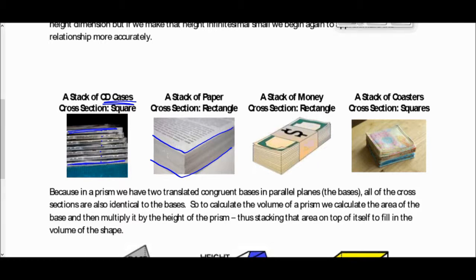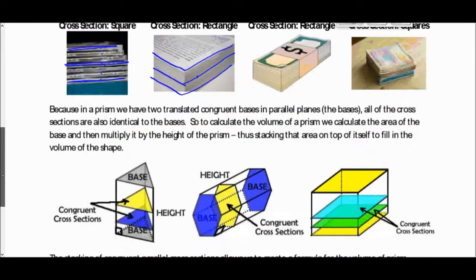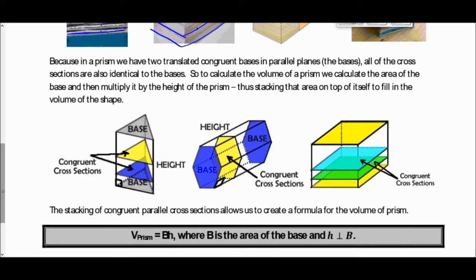Now it's important to note that each one of the pages in this book, or each of the jewel cases or the CD cases in that stack, each single one of those is what we call a cross section. If we were to take a knife and slice this prism open, slice it so that it's parallel to both the bases, the cross section of this one would be a rectangle. This would also be a rectangle. You have to picture slicing it down, parallel to the base, and opening it up. The cross section is the shape you see when you open it up.